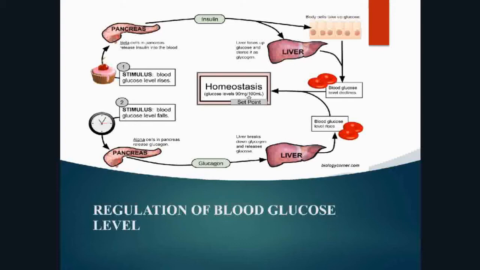glycolysis in the cells. On the other hand, when glucose level falls below normal in blood, alpha cells of pancreas produce glucagon hormone. Glucagon stimulates glycogenolysis, that is the conversion of stored glycogen to glucose, and gluconeogenesis, that is synthesis of glucose by amino acids. It also inhibits glycolysis in cells, thus increasing the glucose levels back to normal.